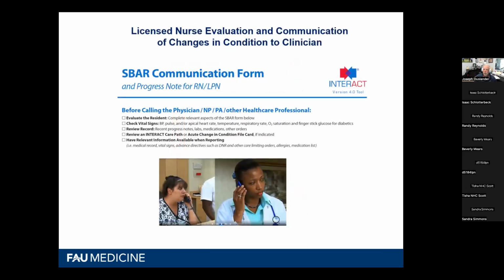And then there's an SBAR communication and progress note. This is supposed to substitute for a nursing change in condition note. It is not an add-on, it's a substitute. And it has some recommendations about what you should do before calling the clinician. There's nothing more frustrating for a clinician if a nurse calls them from the facility and there's no vital signs, the record isn't available to say what medications they're on or what diagnosis they have. It puts the clinician in a very awkward, frustrating position.